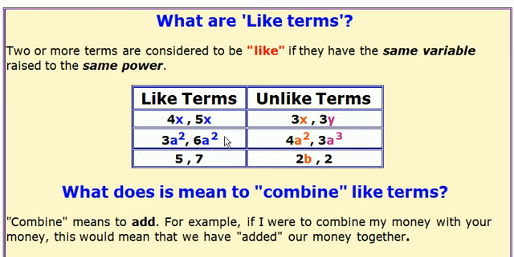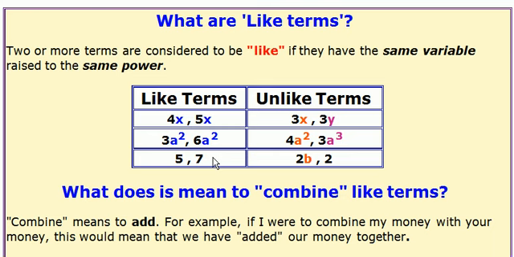Another example of like terms would be 3a to the second power and 6a to the second power. They have to be raised to the same power to be considered like. So on the other one on that row, the unlike terms would be 4 times a to the second power and 3 times a to the third power. And because we have different powers, even though the variable is alike, they are considered to be unlike terms.